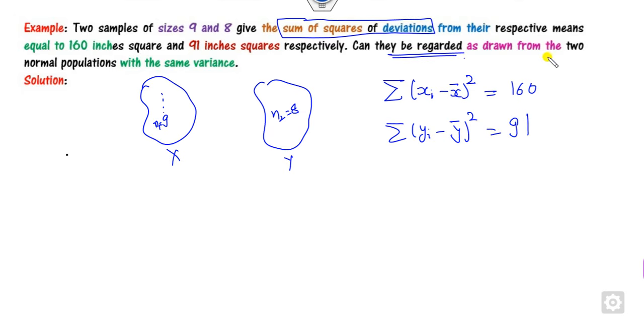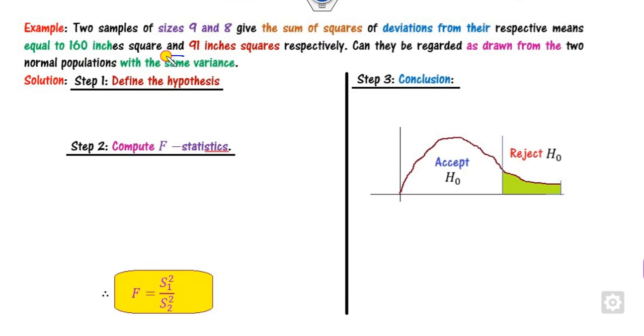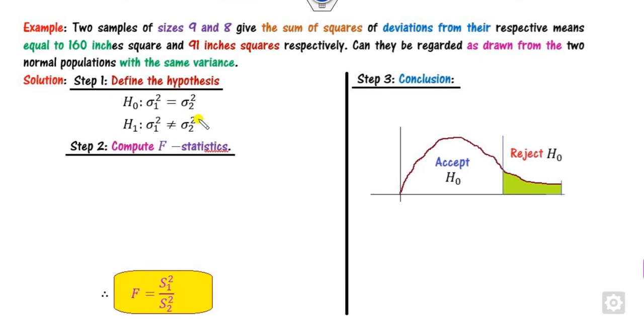Can you say these two samples are drawn from normal populations with the same variance? It means you have to make a decision. So we have to apply the F statistic because our target is to compare the variances. So we apply this statistic. So H0 and H1 will be here.